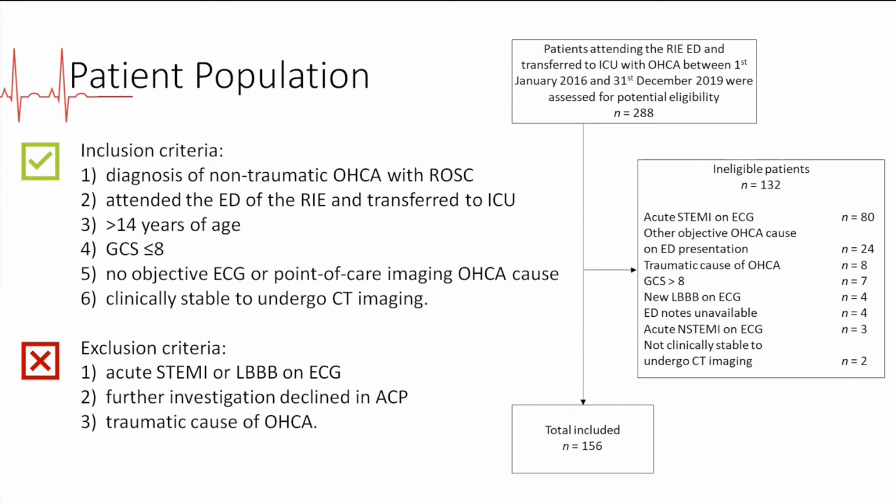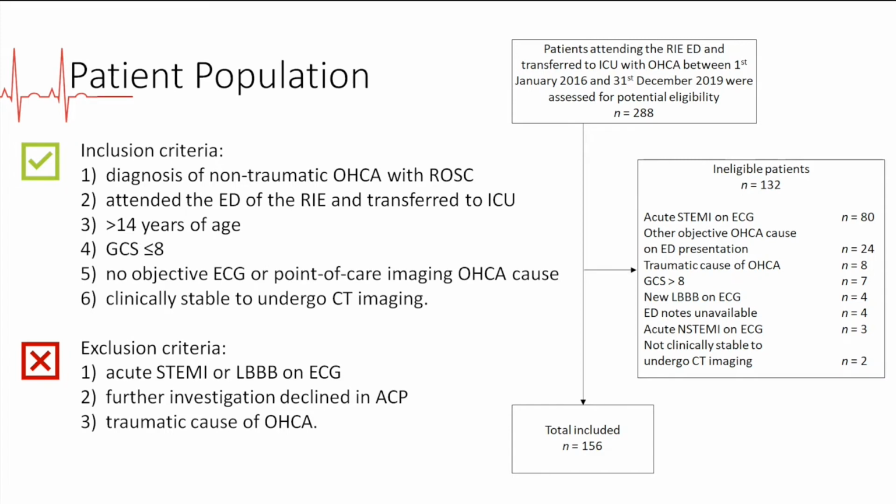So to be eligible, patients had to have a diagnosis of non-traumatic out-of-hospital cardiac arrest with return of spontaneous circulation. They had to have attended this emergency department and been transferred to ICU, be over 14, have a GCS of 8 or less, and importantly, they had to have no objective imaging or ECG cause of arrest on admission. They had to be clinically stable to undergo CT imaging, and they were excluded if they declined further investigation in previous anticipatory care planning. And then this on the right is a section of my study recruitment diagram.